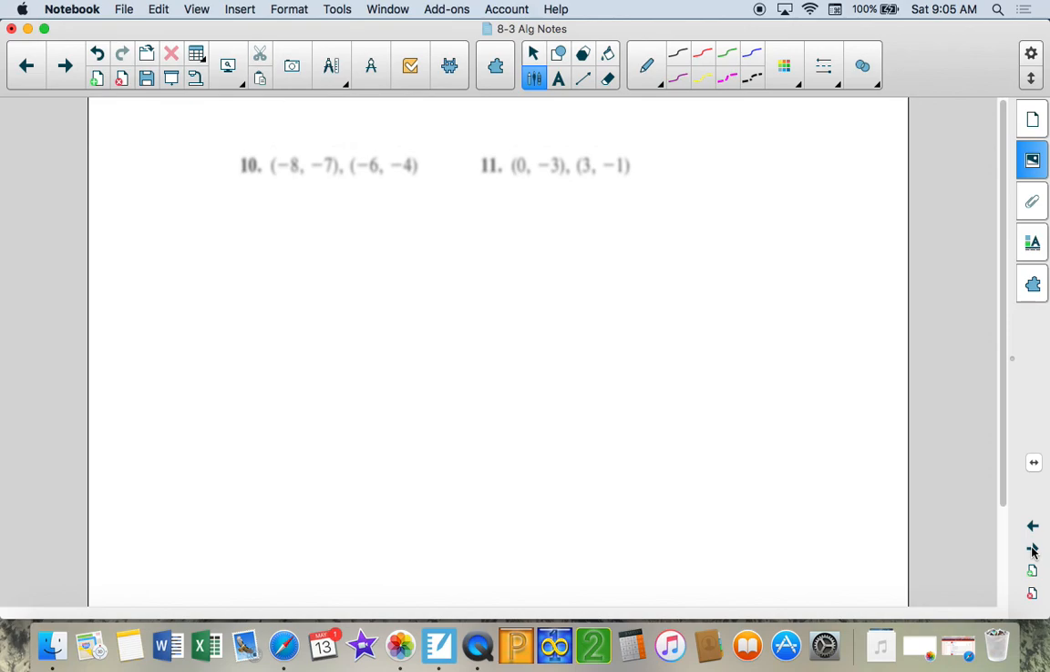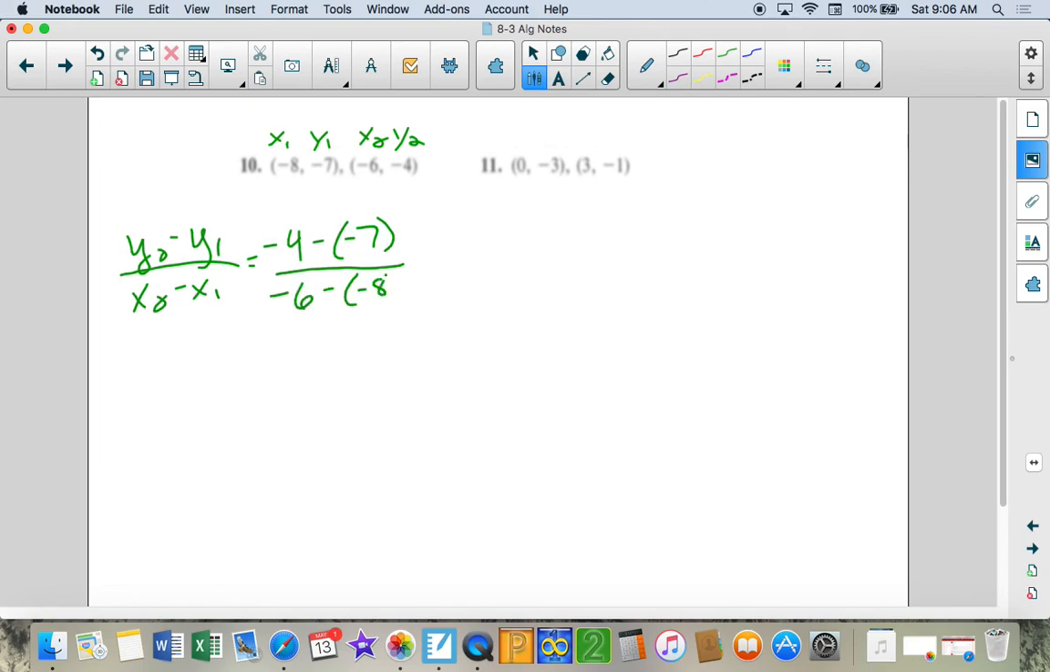Here's some more problems. x sub 1, y sub 1, x sub 2, y sub 2. y sub 2 minus y sub 1 over x sub 2 minus x sub 1 is negative 4 minus negative 7 over negative 6 minus negative 8. That's negative 4 plus 7 over negative 6 plus 8, which gives me 3 over 2. So my slope is 3 halves.